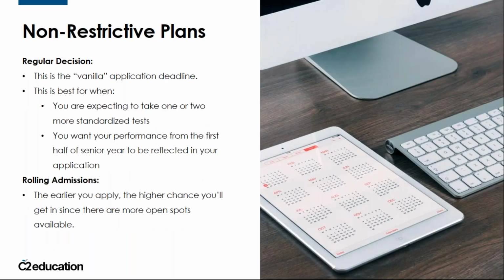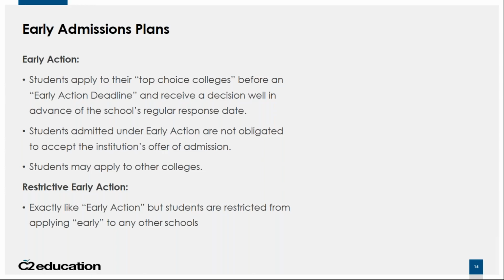Now, on the early plans. Early plans, students apply to their top colleges. Early action is non-restrictive. You apply earlier, usually 2 months earlier than the regular deadline. You receive a decision far in advance. So instead of receiving your decision in April, you usually receive it in December.